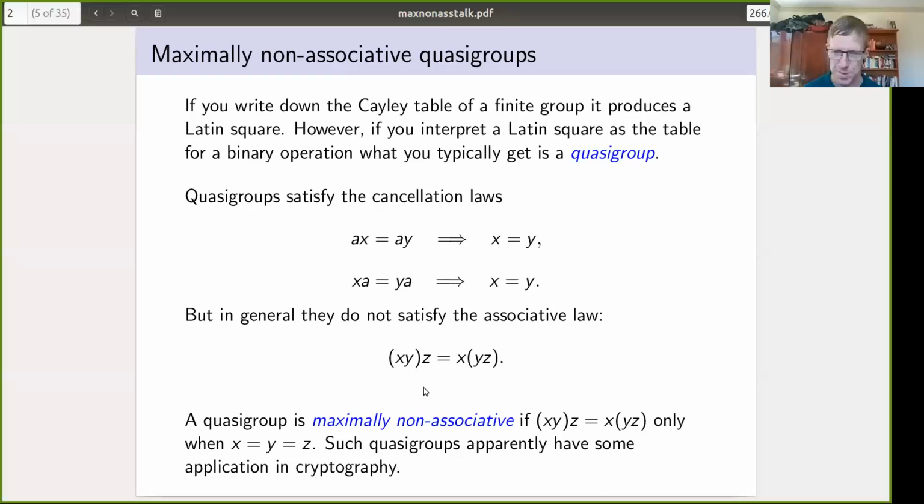Such quasigroups were originally studied for their application in cryptography. Quasigroups are used in stream ciphers and hash functions and things. There was a particular problem to do with second pre-image resistant hash functions, which I don't want to go into, which motivated the study of these objects.